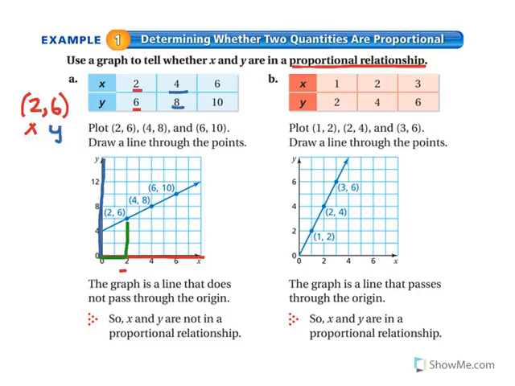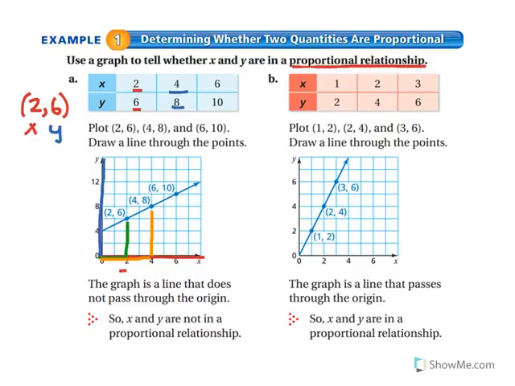It's telling you that I'm going to start off at 0. I'm going to go over 4, and then I'm going to go up 8. Hopefully you get the idea. That's how you plot these points if you've never done this before. And so you'll plot the points.